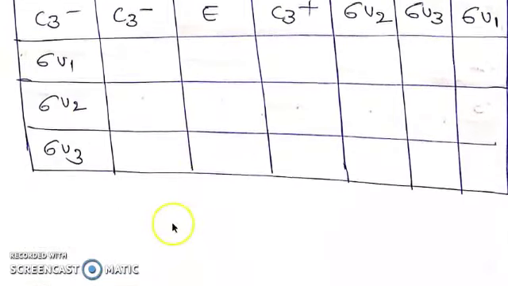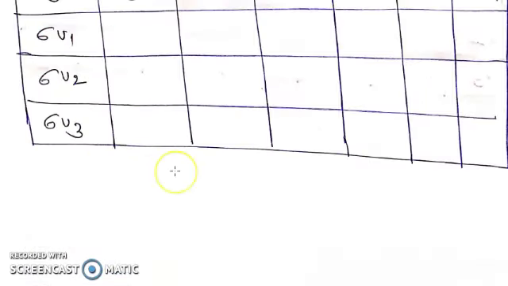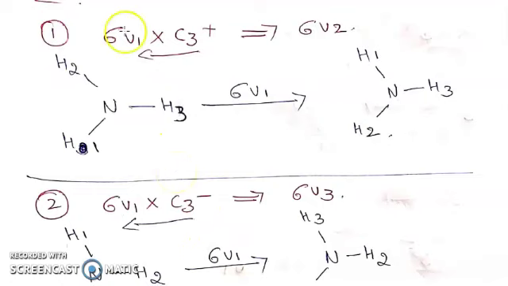Next one is sigma V1 into C3+. First you write C3+, which means this molecule. For this molecule you have to do the sigma V1 operation. Sigma V1 means this plane.